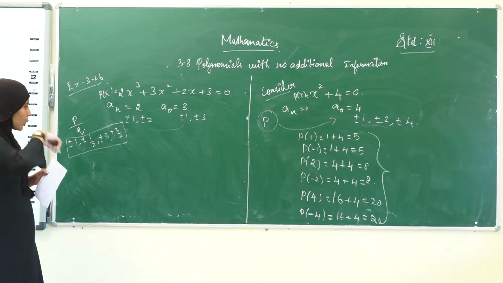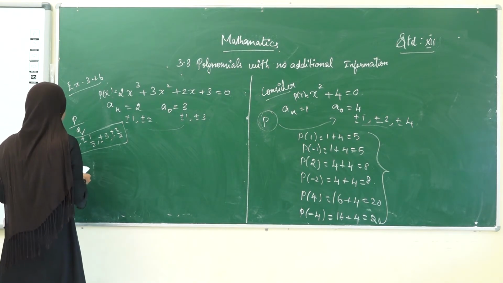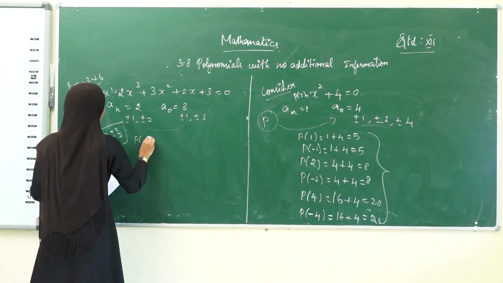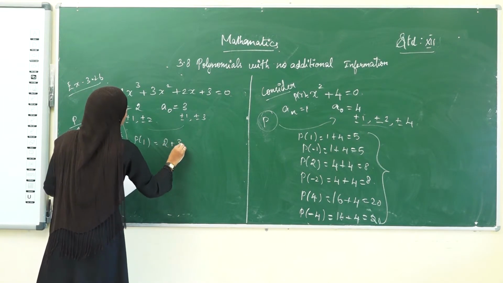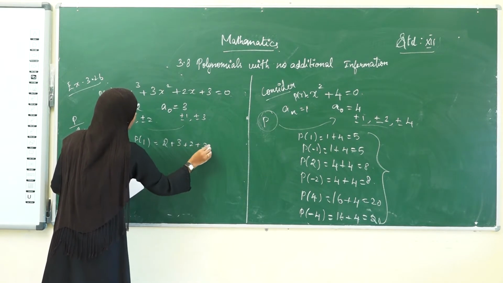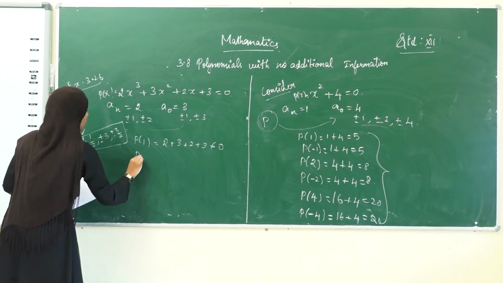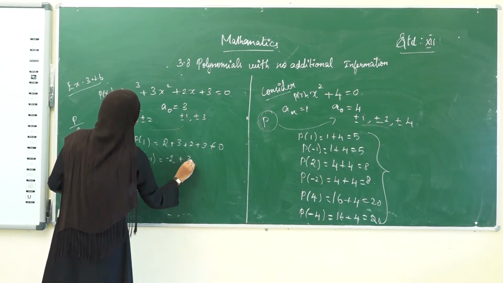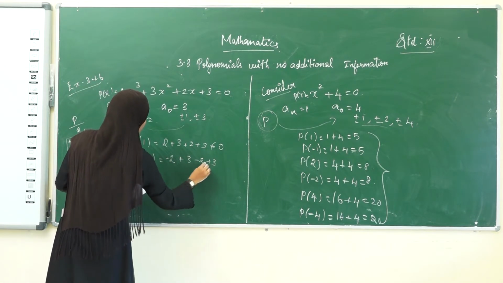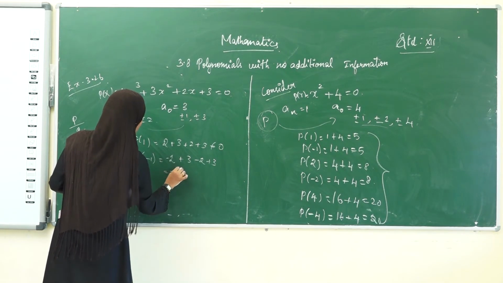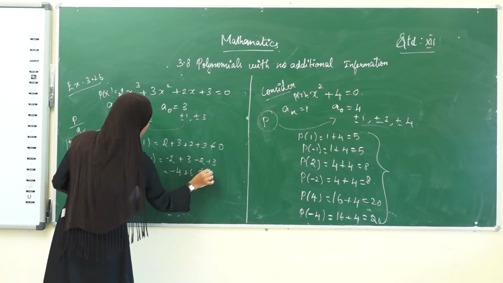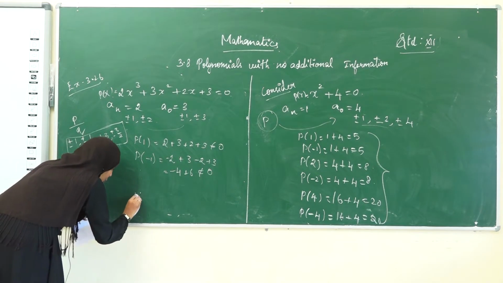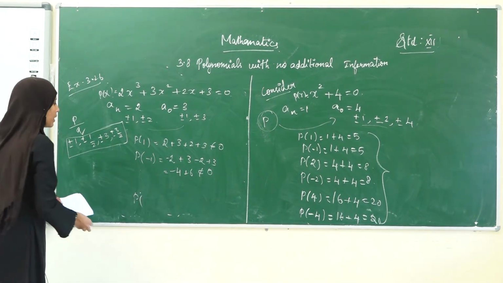What are we going to do? We are going to substitute these 8 numbers in the equation p of x. We substitute like this: p of 1 becomes 2 plus 3 plus 2 plus 3, which is not equal to 0. P of minus 1 becomes minus 2 plus 3 minus 2 plus 3, that is minus 4 plus 6, which is also not equal to 0. Likewise, we have to substitute all the terms. When substituting, I'm skipping the steps.